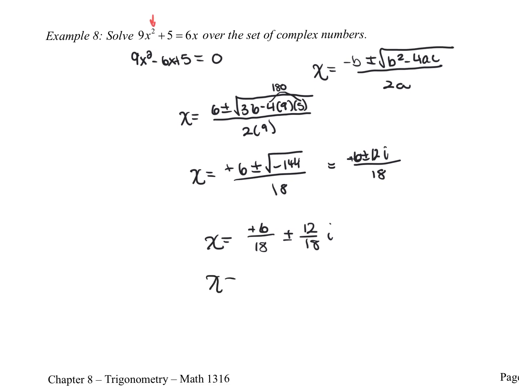So x equals 6 over 18, which is 1/3, plus or minus 12 and 18, which both have a 6 in common, so 2/3 i. Your book writes things as a solution set. So 1/3 plus or minus 2/3 i.